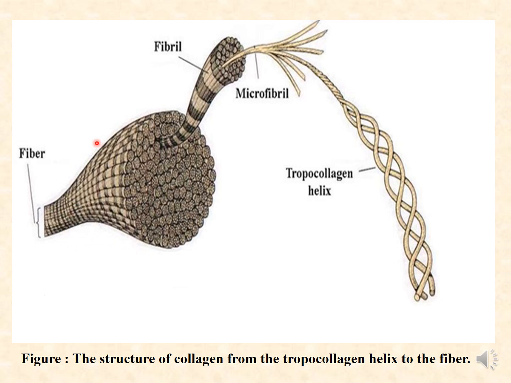Each fiber consists of parallel aggregation of thinner fibrils. So the fiber is a group of fibrils. This is the fibril, which is composed of microfibrils. So each fibril is a group of microfibrils. Each microfibril is composed of a smaller unit called tropocollagen molecules. As we notice, each molecule is composed of 3 polypeptide chains called alpha chains that are arranged in a triple helix. This is the shape of the tropocollagen molecules.